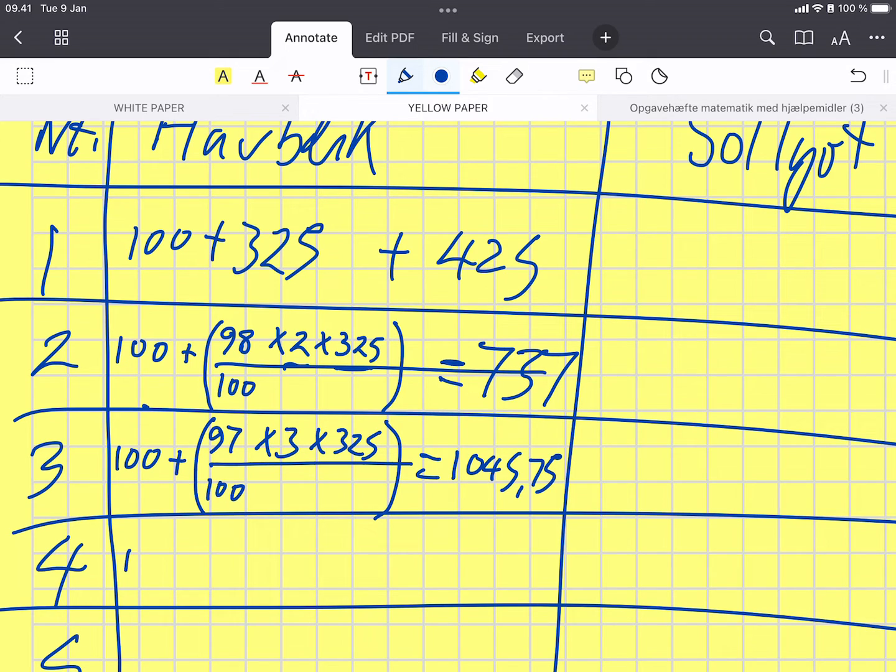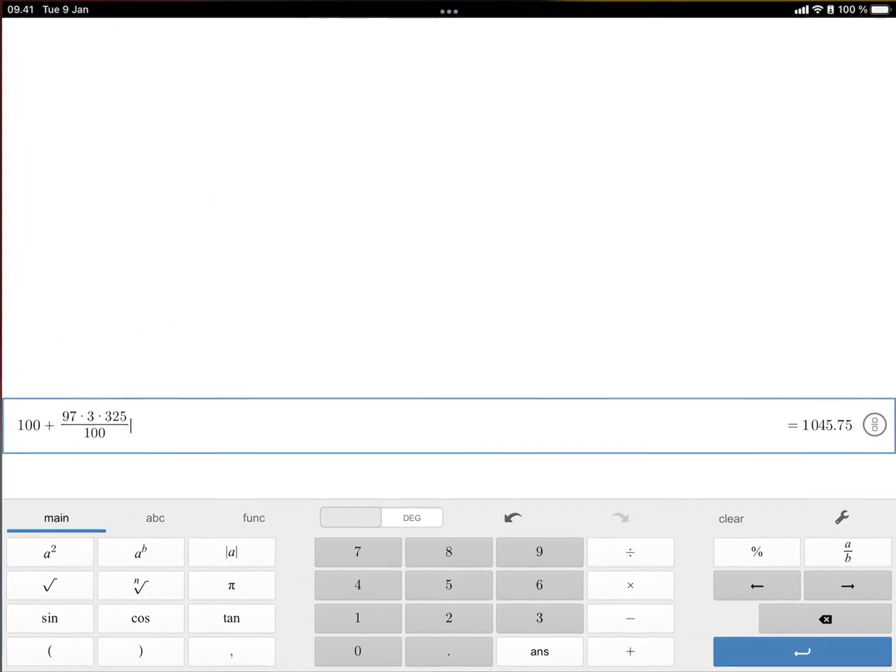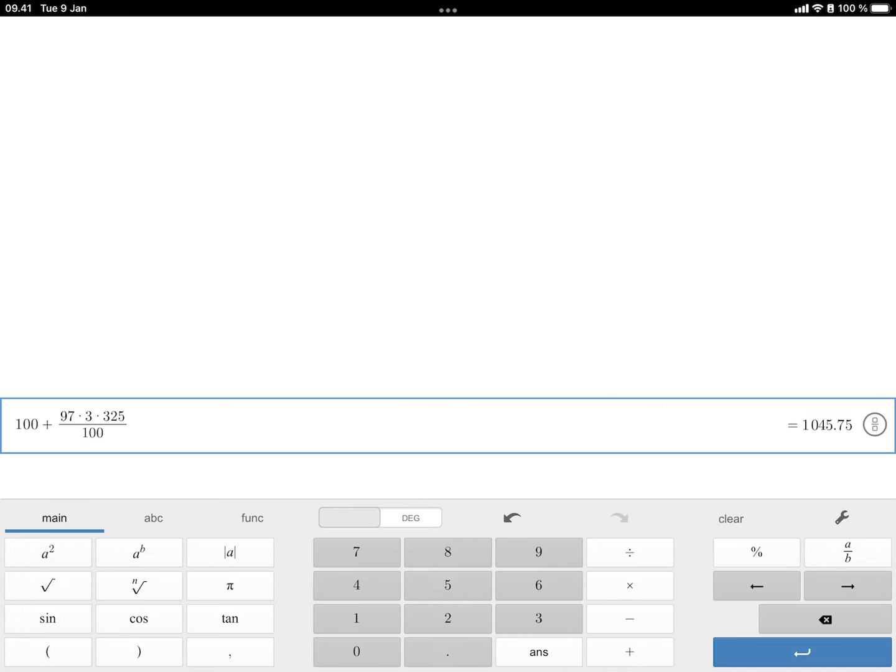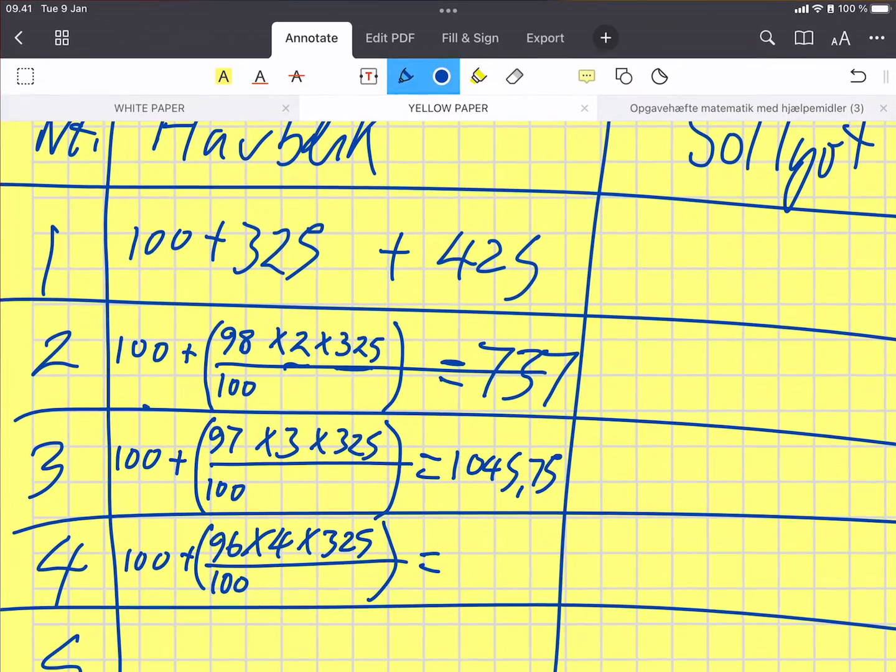4 nights, 100 for the card, then they're only going to pay 96% because they get 4% discount, and then times 4 nights times 325 a night. Let's see what that would cost. So I'll just go straight over to my calculator and change the 97 to a 96%, and then change the 3 nights to 4 nights, and that would cost them 1348.